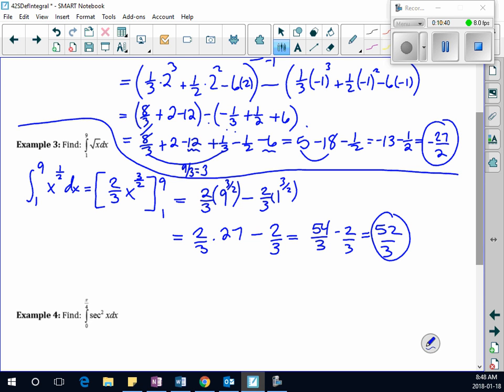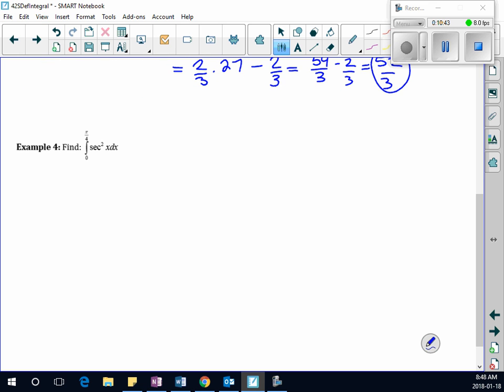Again, if you want to pause the video and try the rest of the examples and then play it ahead, you are more than willing to do that. Do it. Okay, so the antiderivative of secant squared, of course, is tan x, and that's going from 0 to pi over 4.